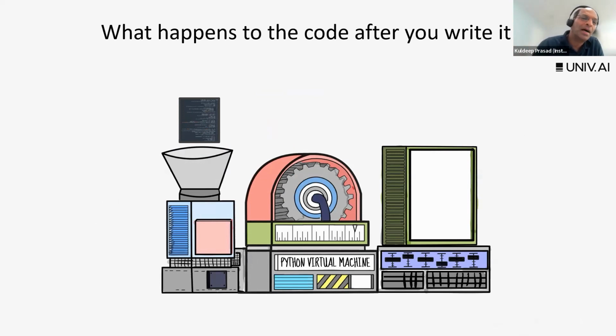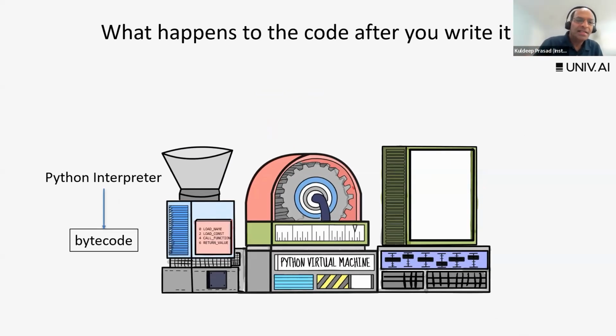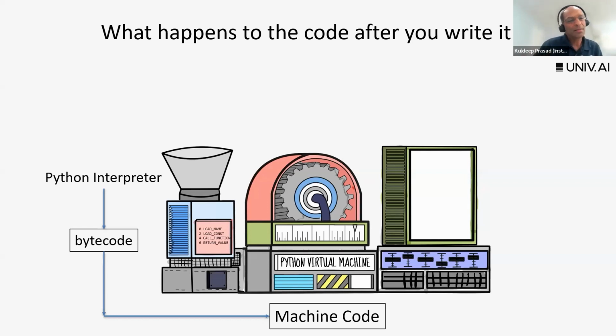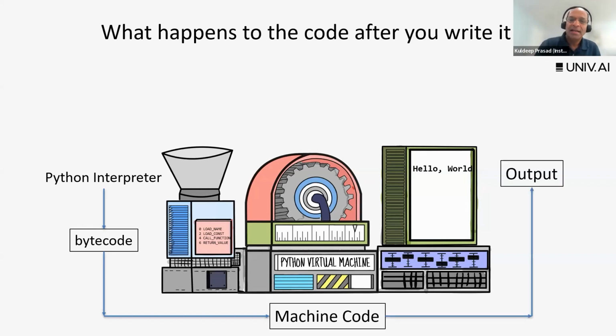Which we call the Python virtual machine. And the Python virtual machine does something. It creates what we call machine code. It converts your code, the print statement that you wrote, into ones and zeros, and it produces an output, which is the hello world output. And that hello world output shows up on your screen.